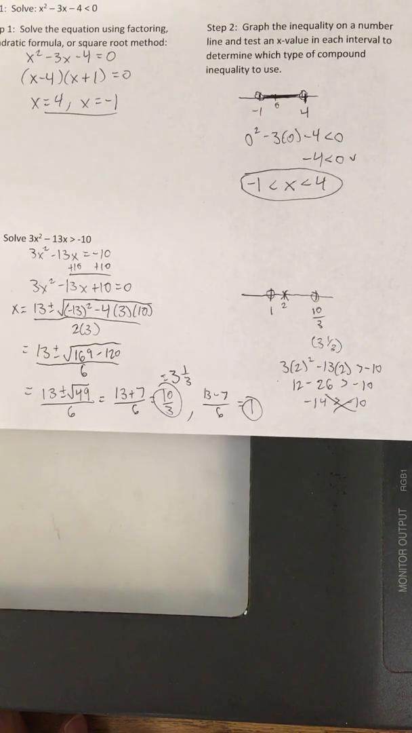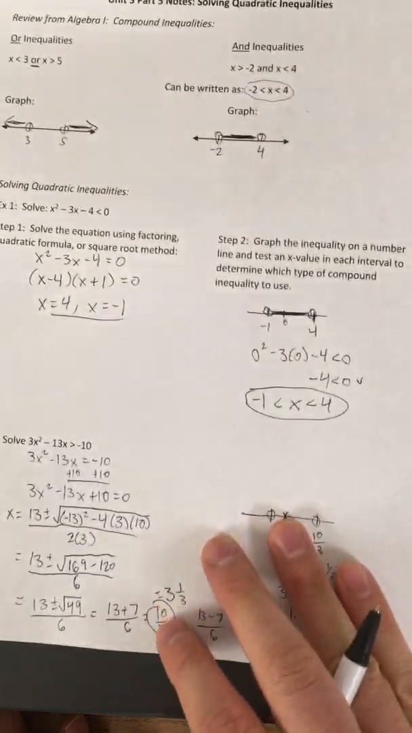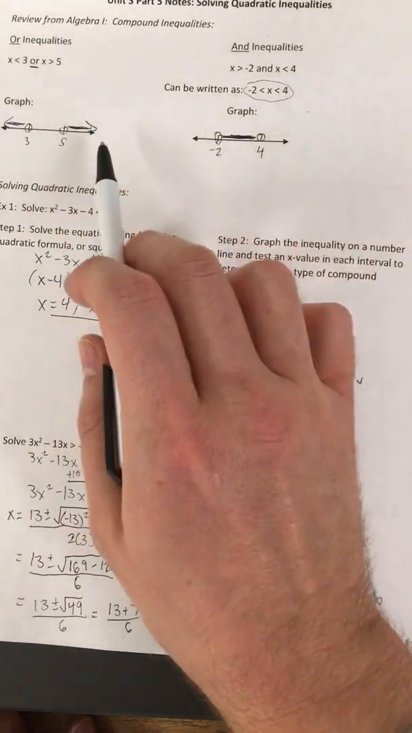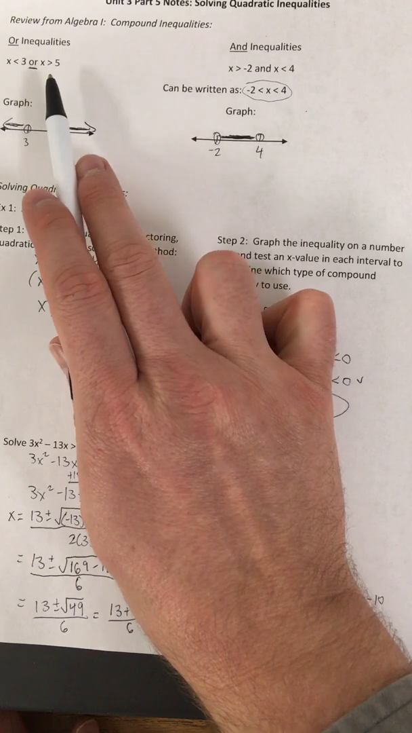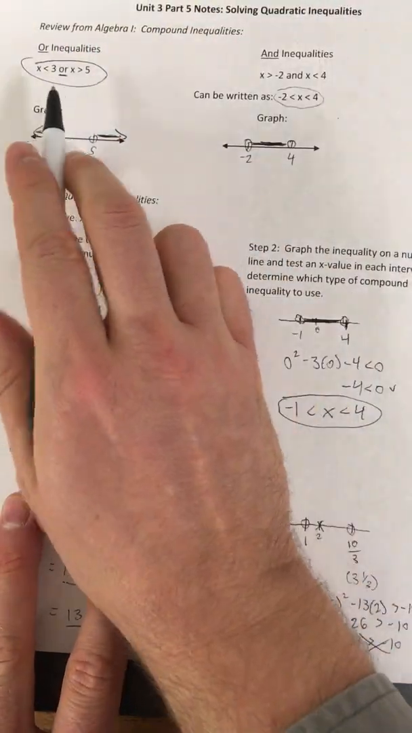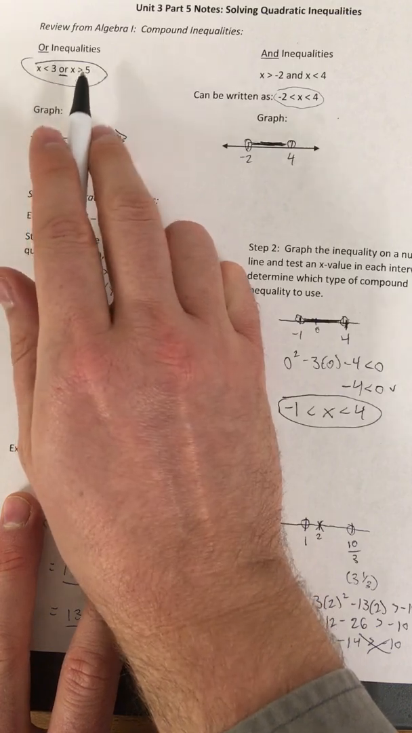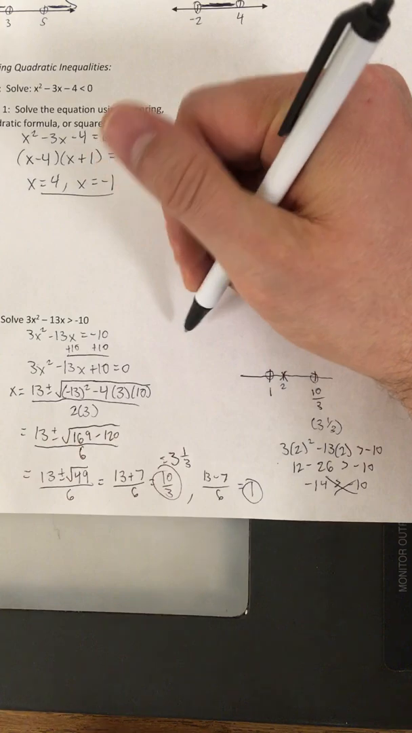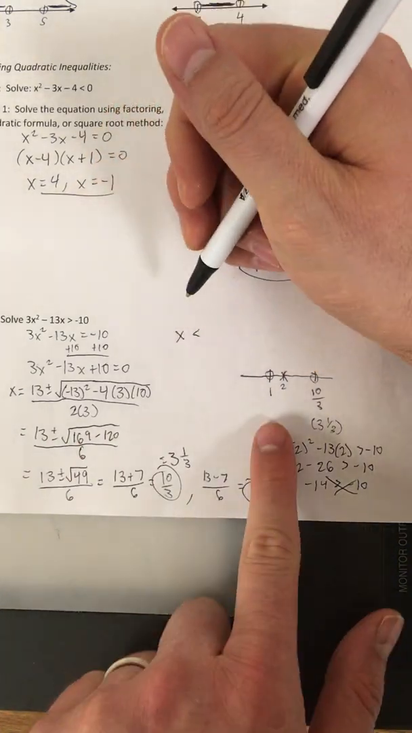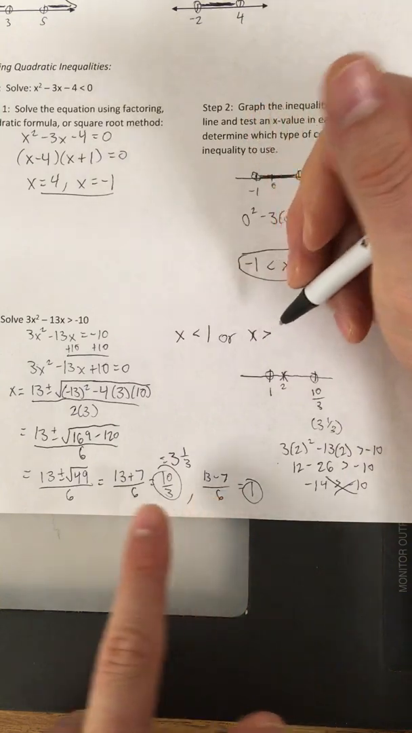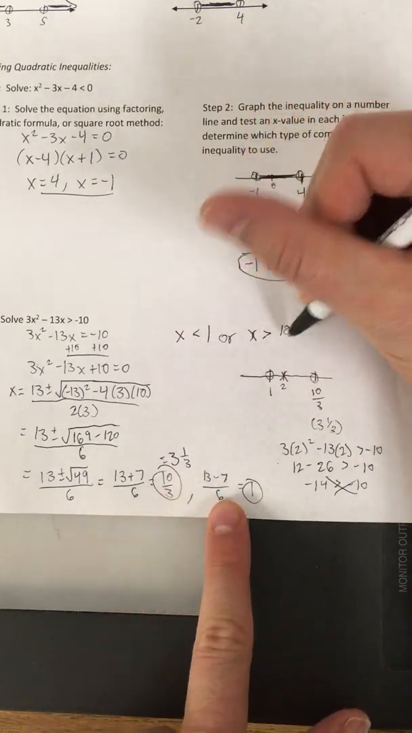So what is that telling me? Is this going to be an AND or an OR inequality? If the numbers between them didn't work, it'd be everything on the outside. This is an OR inequality. So I would write my answer like this: x is less than the smaller number, or x is greater than the bigger number. So this answer, I'll just write right here. It can be x is less than 1, the smaller number, or x is greater than the bigger number, which was 10/3, or 3 and 1/3.